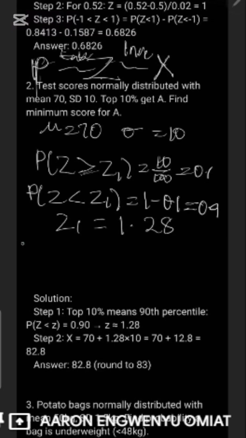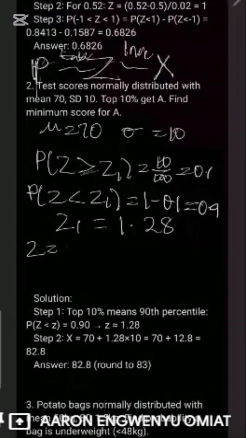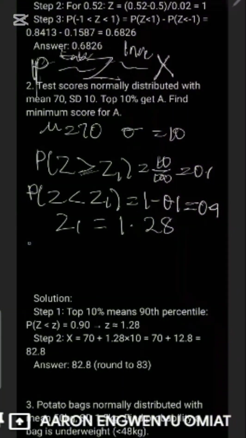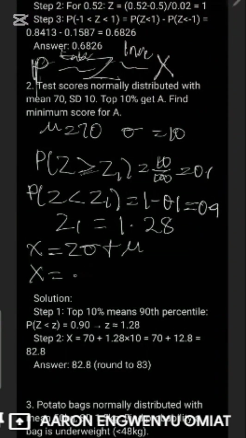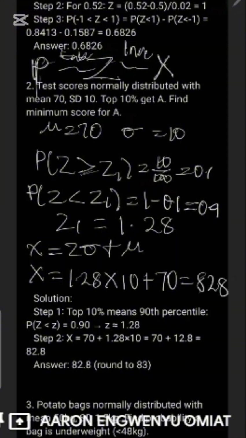So the inverse formula: X is equal to Z sigma plus mean. What do I write? Substitute. 1.28 times 10 plus 70. And this gives us 82.8. Thank you very much, Banji.